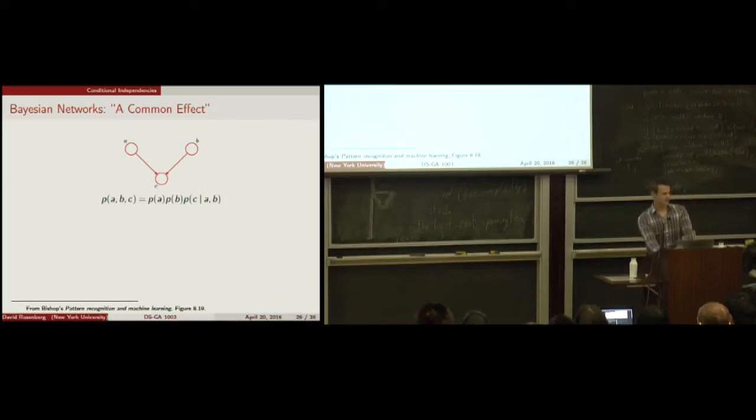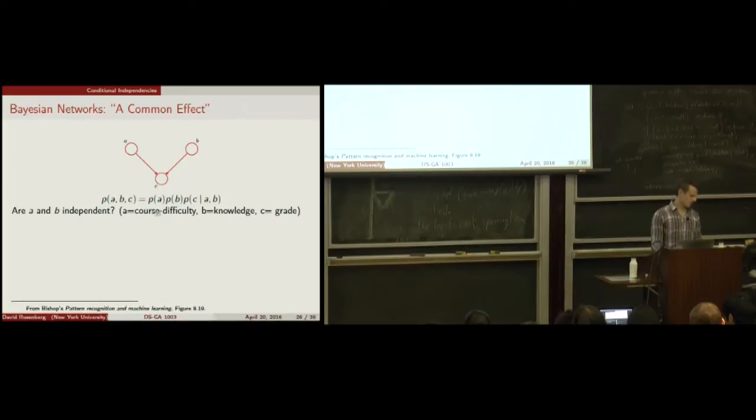Third example, common effect. Now we have A and B both leading to C. So what's an example? A could be how difficult the course is, B could be how knowledgeable you are about the material, and C could be the final grade. It's kind of clear that you have to look at both of these things to figure out the final grade. So that's why they're both leading in.